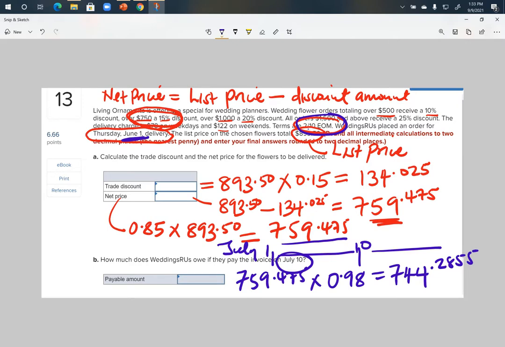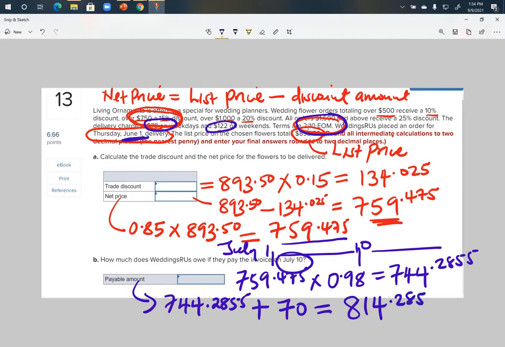We were told the shipping cost is $70 if it is within the week, or $122 if it is on the weekend. In this example, it's during the week, and therefore the shipping cost will be $70. The payable amount should include the delivery charges, so we take 744.2855 and add the $70 delivery charge. This gives you a total of $814.2855. Again, that will be the correct answer given the numbers in this particular problem.